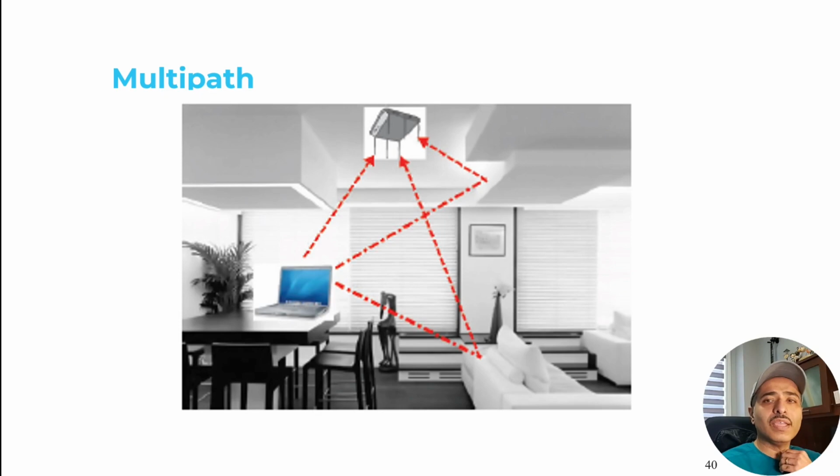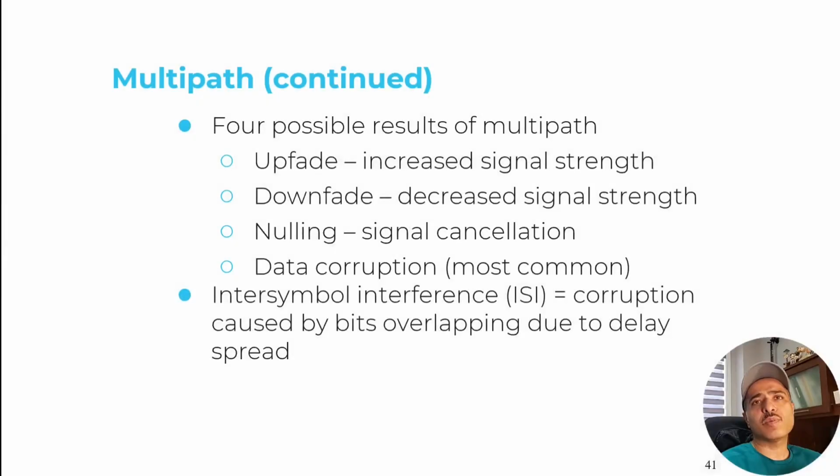Now moving on, there were options like up fade, down fade, nulling, and data corruption as impacts of these. I don't want to go into details for now, but a few things can happen. Up fade means it will increase the signal strength, down fade would be a decrease, nulling would be canceling, and data corruption is the most common one that really happens.